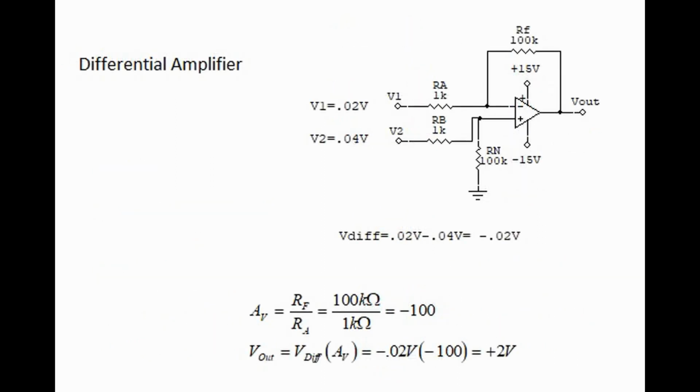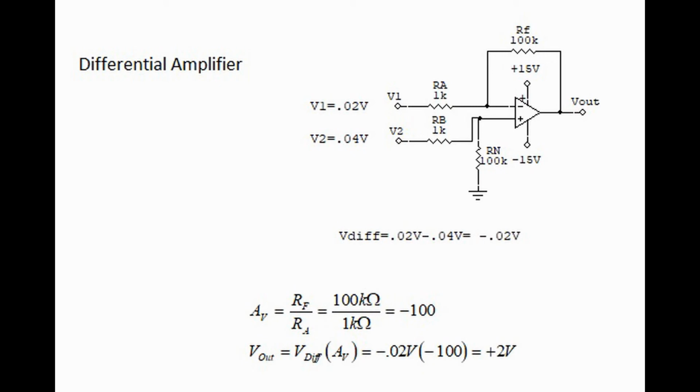A differential amplifier is used to amplify the difference between the two inputs. Most of the time, we use a differential amplifier to amplify very small signals, and that is why we have a high gain. See, in this case, it's RF divided by RA for a gain of 100. Notice that RF equals RN and RA equals RB.